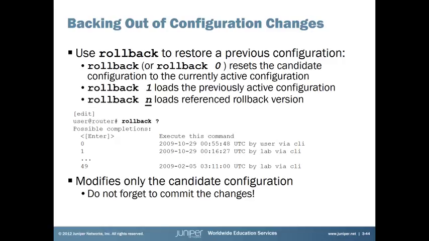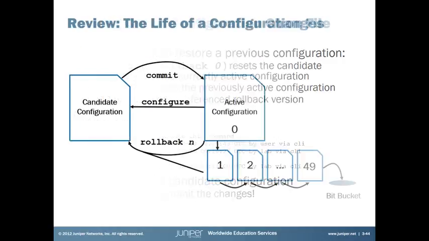And as I said, you still have to commit the rollback, which is what I demonstrated before. I did the rollback. The configuration has changed, but the IP address is still on the interface until I committed it, and then it took it off.